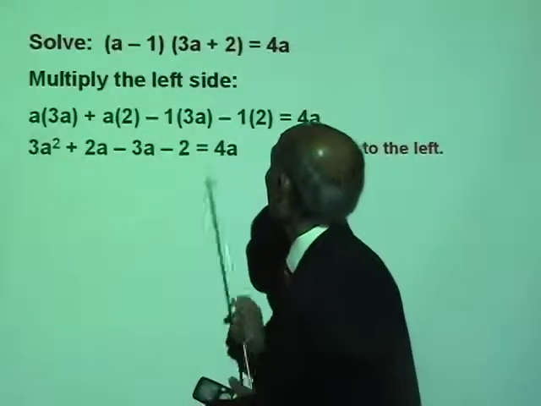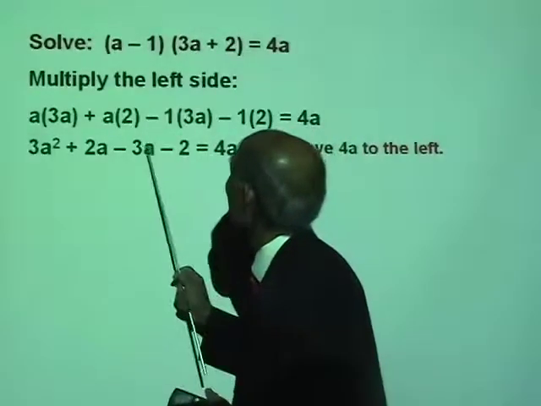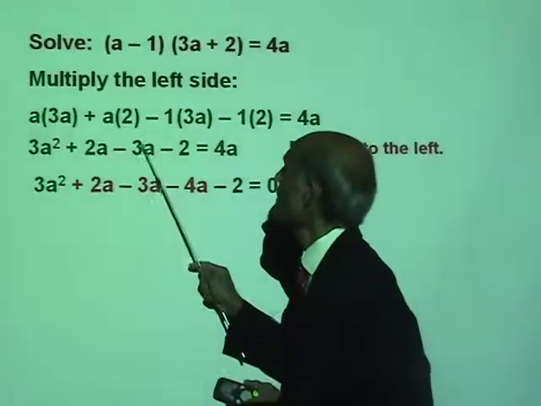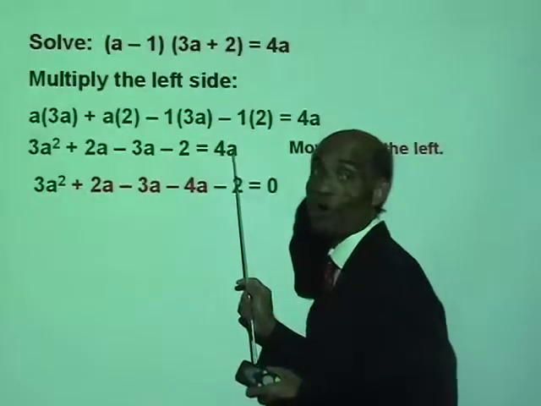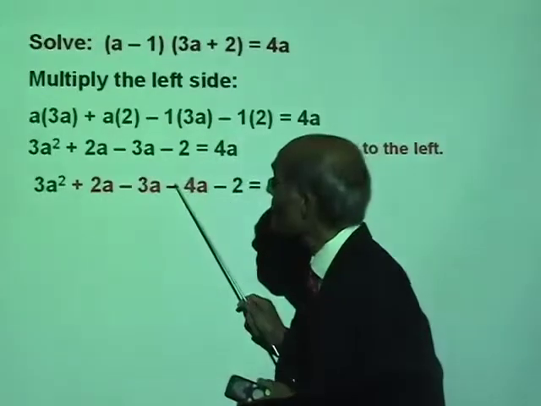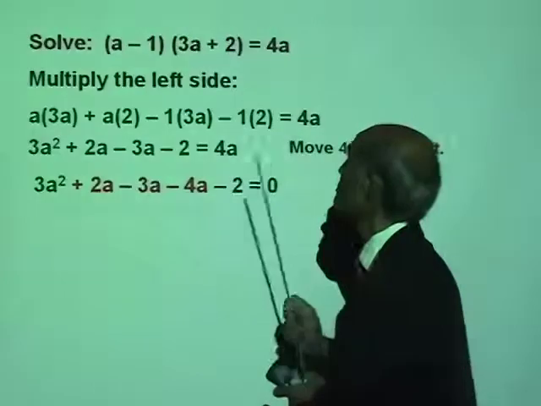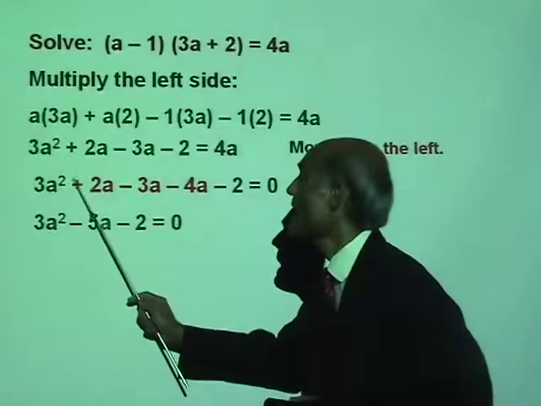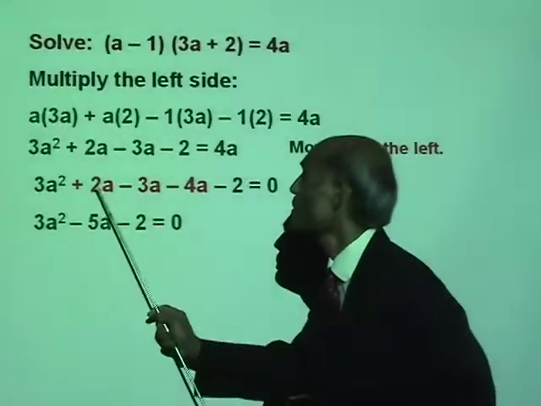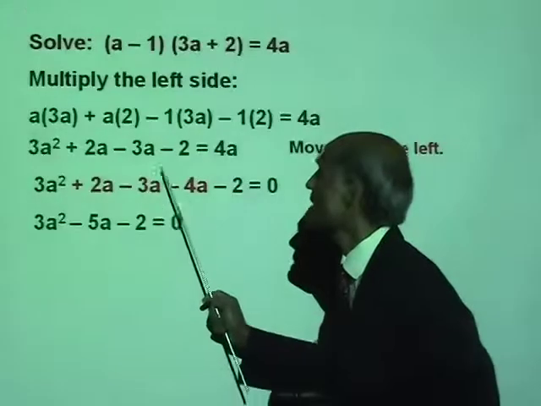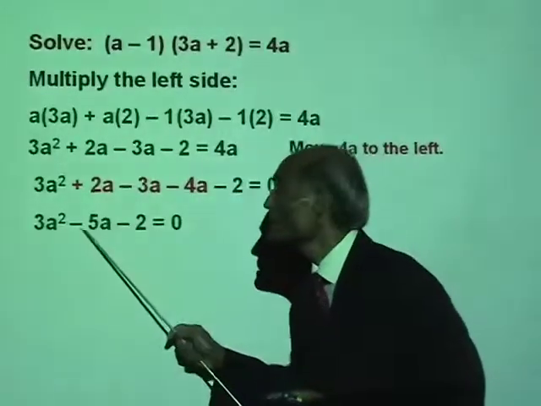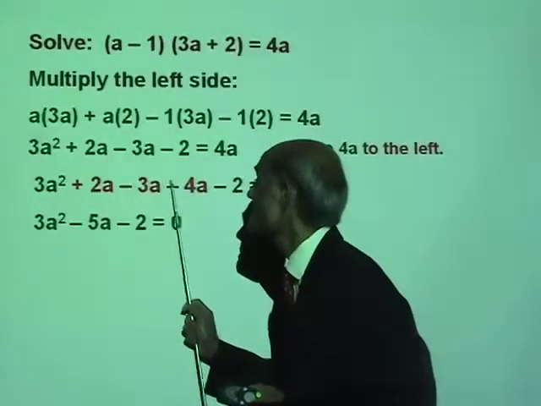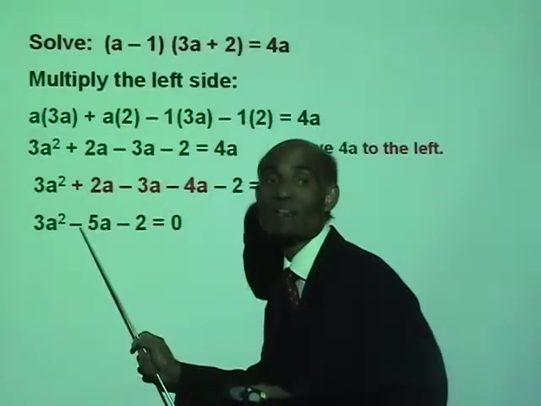Before that, let's move the 4a. Move the 4a from the right to the left. And you get 3a squared plus 2a minus 3a, and the 4a moves from the right to the left to become minus 4a minus 2 equal to 0. And that is 3a squared, add all the like terms. You see? Plus 2a minus 3a minus 4a is minus 5a. Add the two negatives. 4 plus 3 is 7. Negative 7 plus 2 is negative 5.